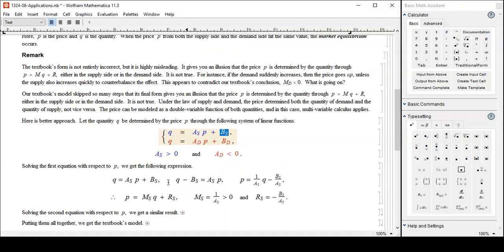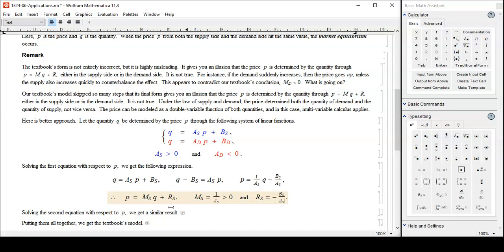Flip BS to the other side, subtract it away. Then flip AS to the other side, divide it away, and what do we have? We have P as 1 over A S plus this, and name this as my M, and name this as my R, as you have here. Yeah? M is 1 over A, and R is negative B over A.